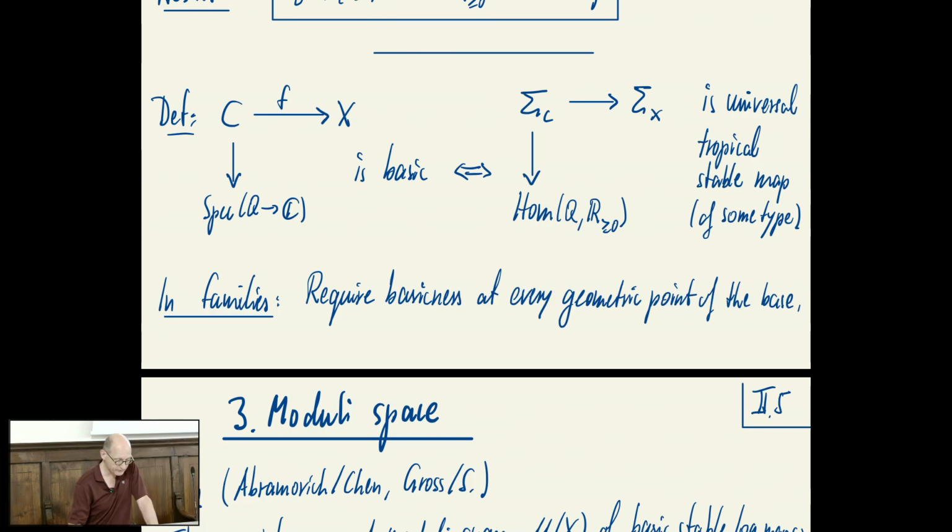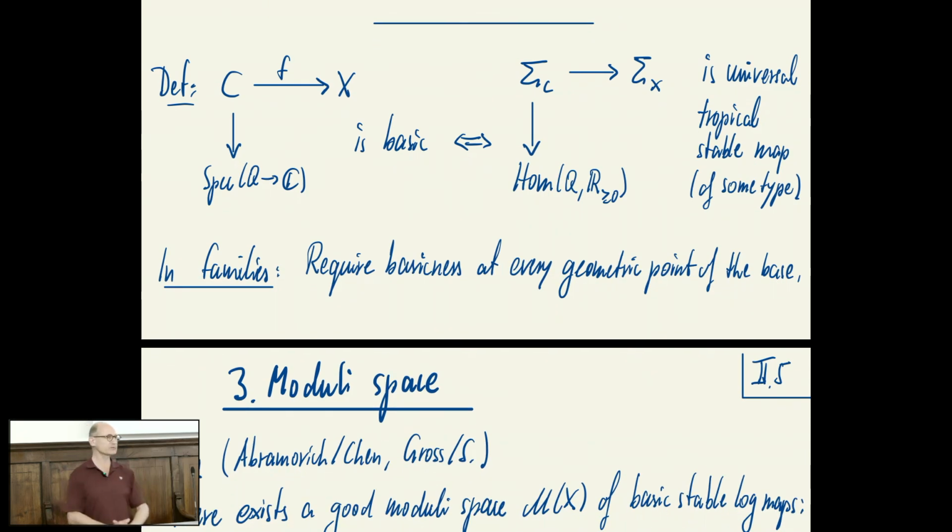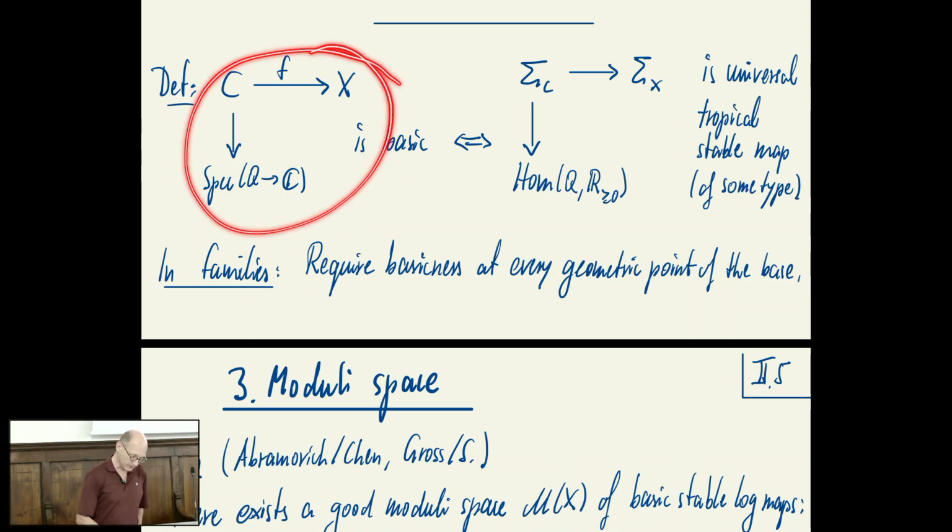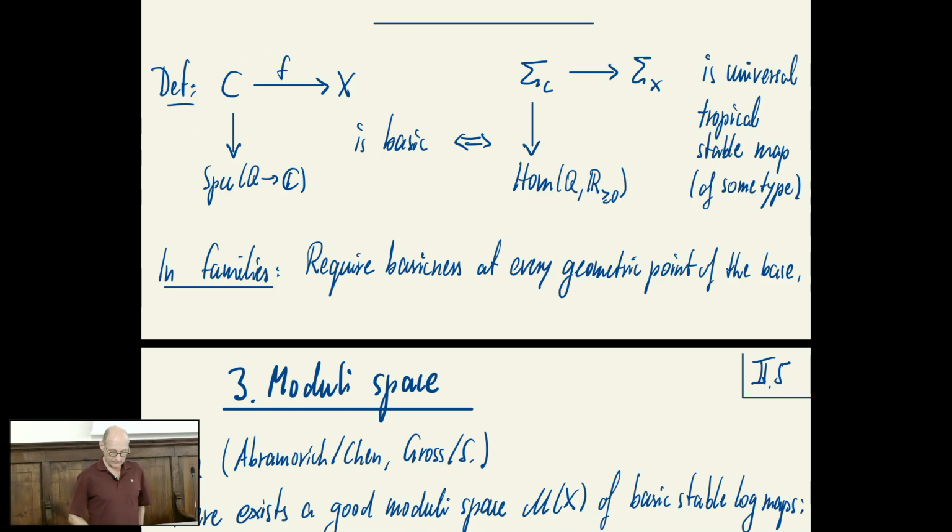Yeah, so here's a definition of our basic objects of stable log map. So I said this before, but here it's written again. So you have a stable log map. It's called basic if the corresponding tropicalization is a universal tropical stable map of the type of this corresponding stable log map. And if you have families, you require this basicness at every geometric point of the base.